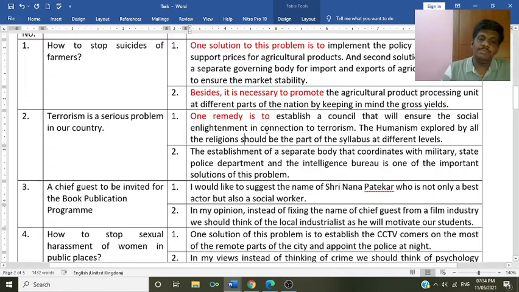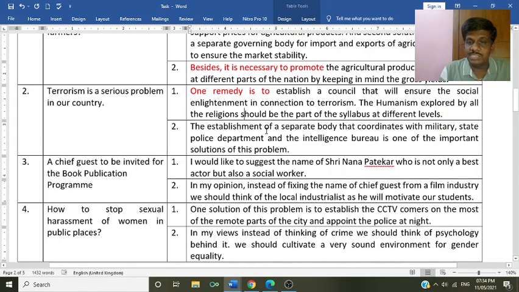Or see the second one, the establishment of a separate body that coordinates with military, state police department and the intelligence bureau is one of the most important solutions of this problem. See, these two things. One is thinking from one perspective. One is thinking from a perspective of sociology. He is thinking about the root cause of terrorism.